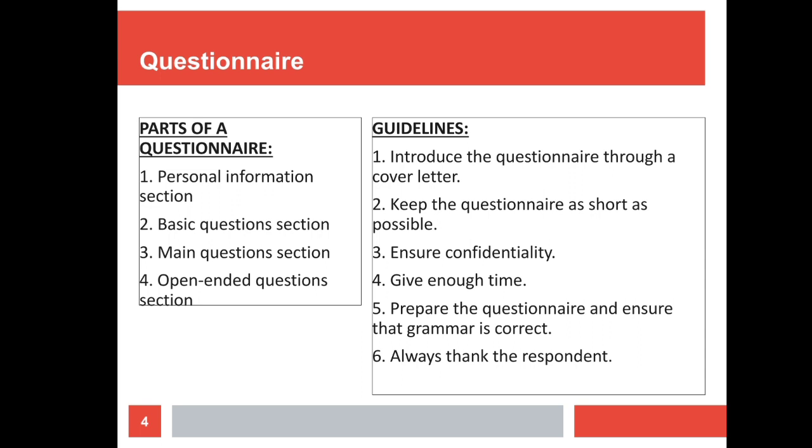Number six, always thank the respondent. Whenever they give you back the questionnaire, always thank the respondent and ensure that their identity will be under strict confidentiality. That way it will give them the impression that you won't be giving away their names and whatnot, or that other researchers will be able to ask them as their respondents. Okay, so those are general guidelines.